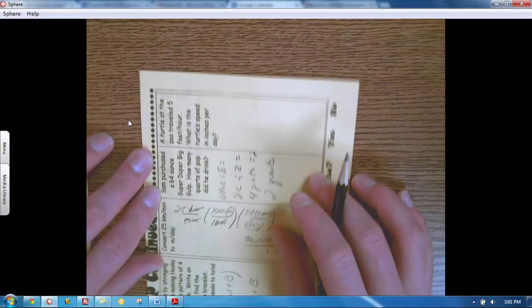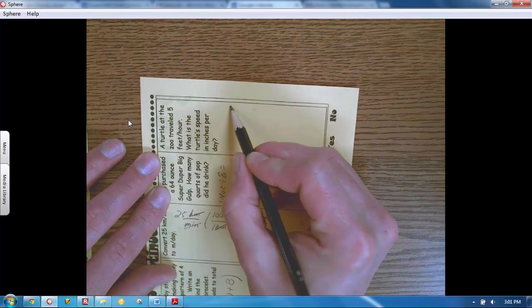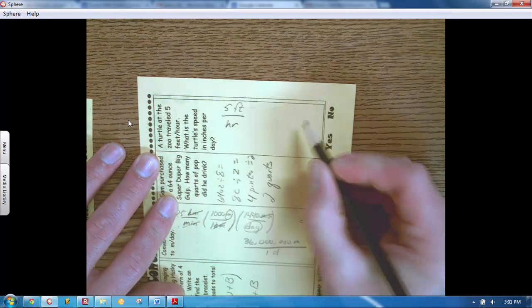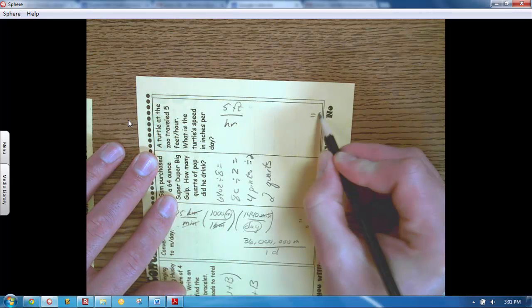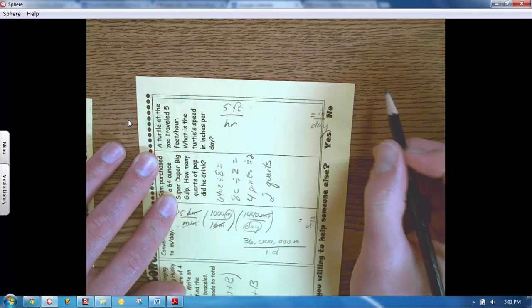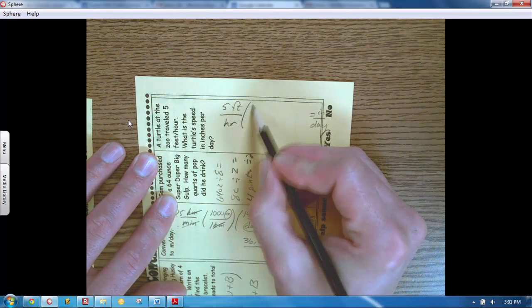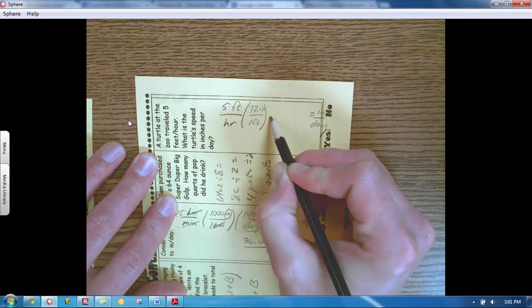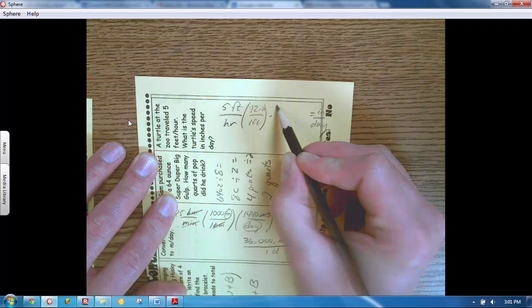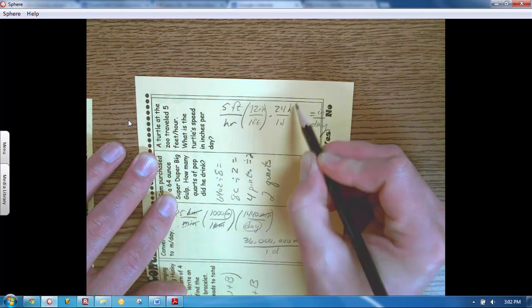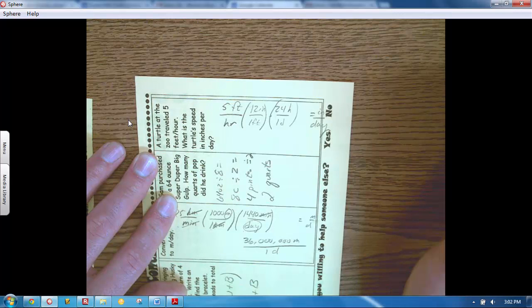And the last one, we've got a turtle traveling at 5 feet per hour, and we want to know how many inches per day that is. We do 12 inches over 1 foot and 24 hours in one day. Again, I'm just listing the correct ones here.